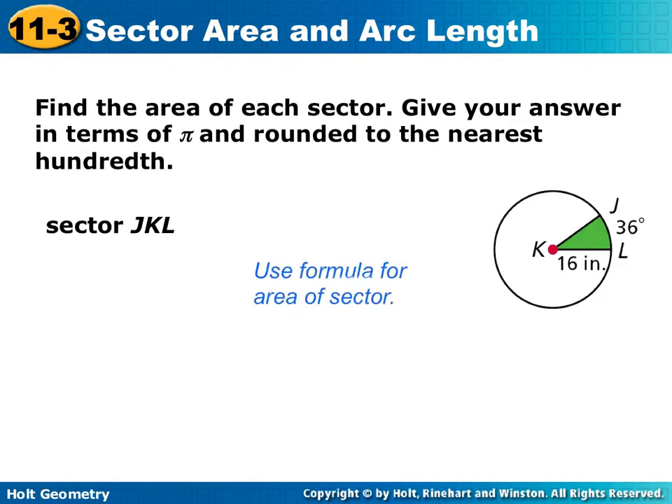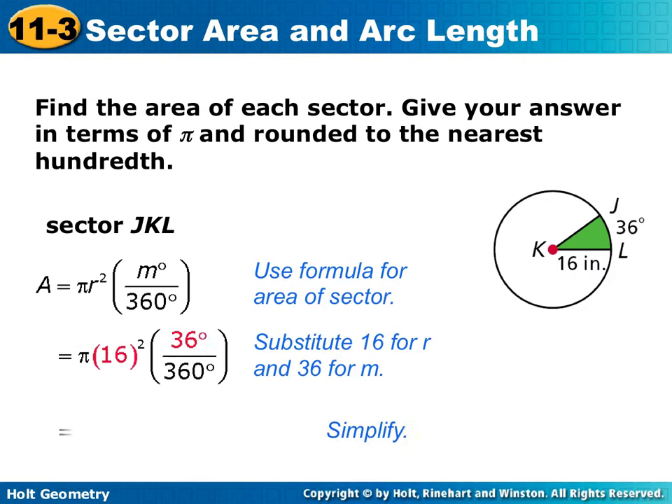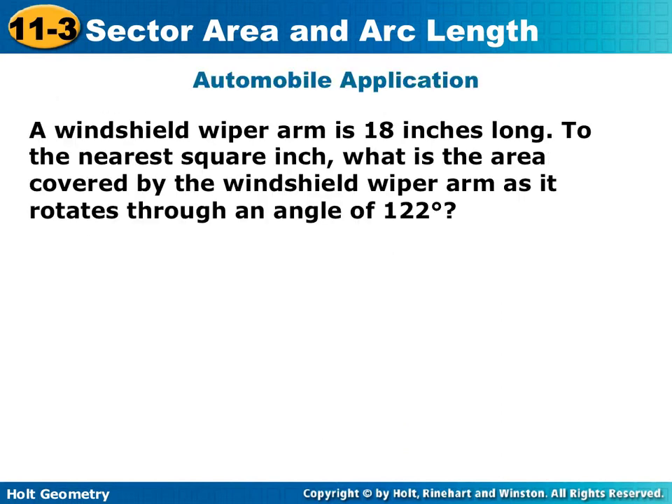Alright, so I think we've got it. Skip that one. And where would you run across this? Something like a windshield wiper arm. The windshield wiper arm is 18 inches long. To the nearest square inch, what's the area covered by the windshield wiper arm as it rotates through an angle of 122 degrees? That's not saying the rubber blade, because that doesn't go all the way back to the center of the circle. So the whole wiper, that's it going back and forth.